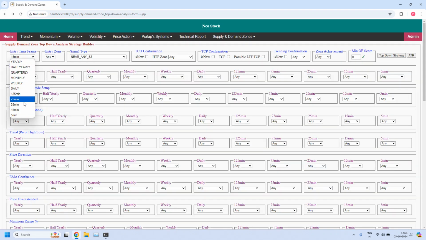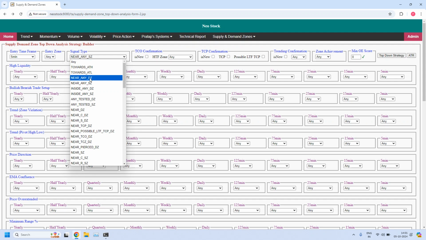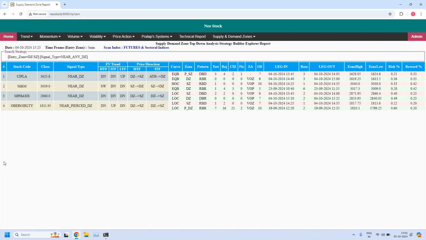Next time frame is 5 minutes. Let us find the stocks near 5 minutes demand zone. 4 stocks are filtered.